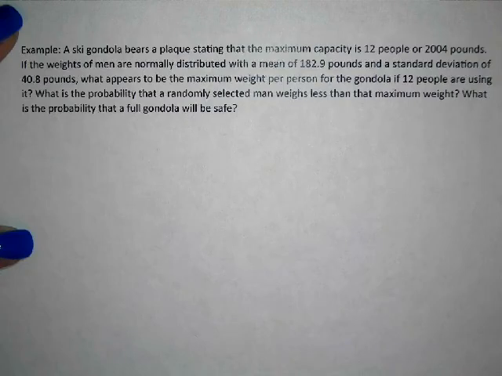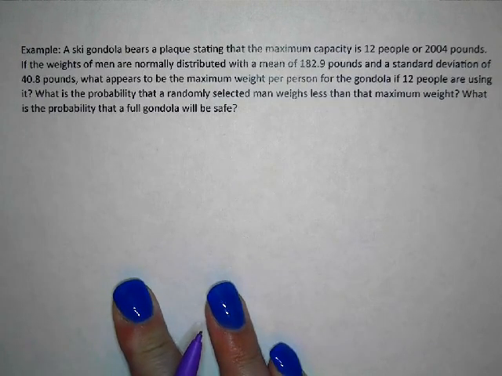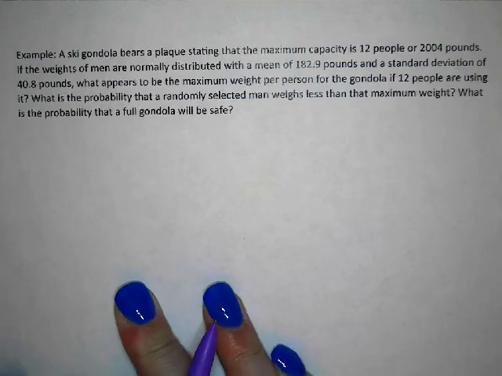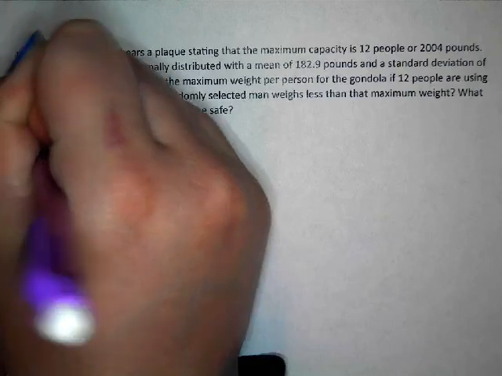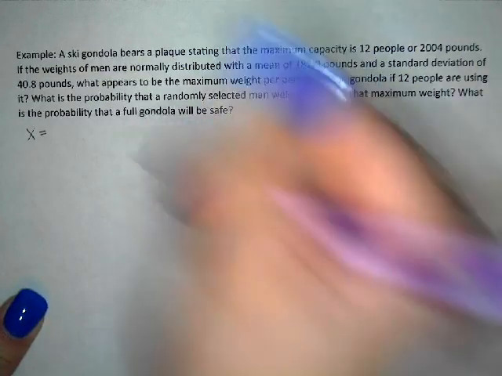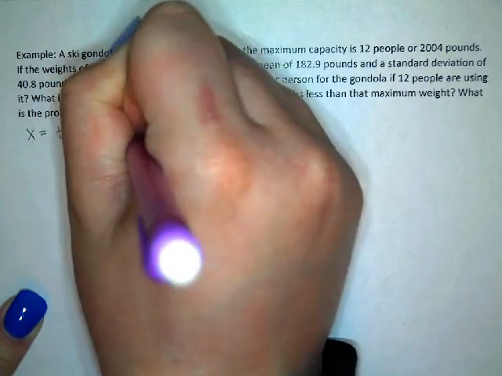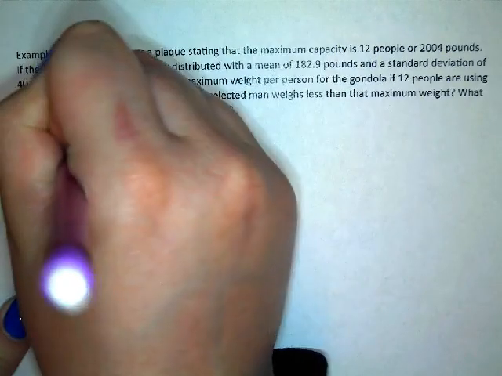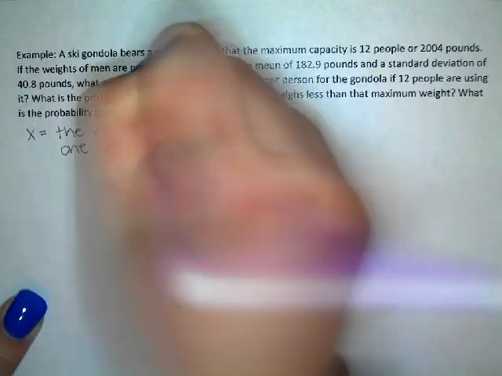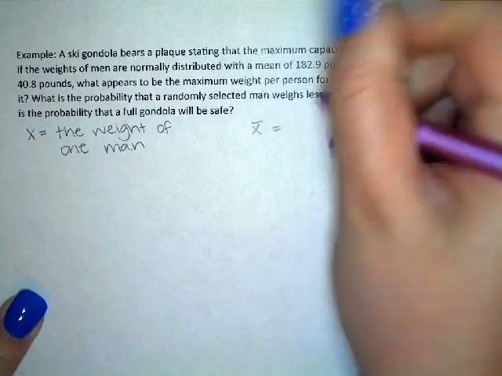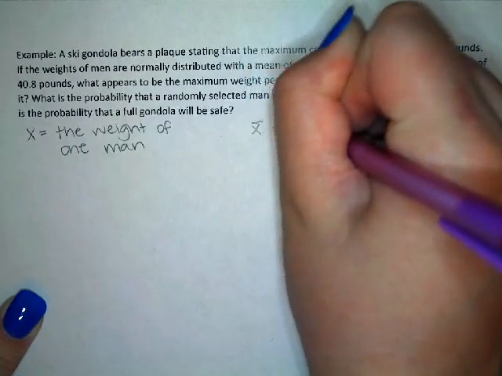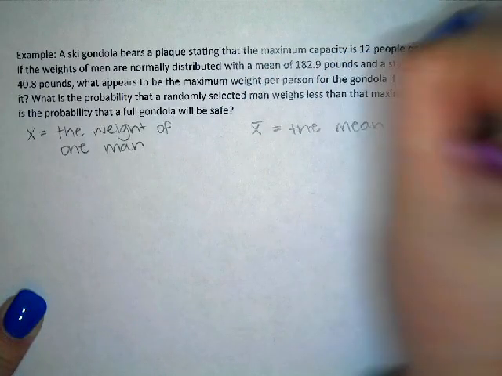So this is essentially exactly the same as the last question. They just phrased the questions a little bit differently. So we're going to start off by identifying our variables. We're going to say X is the weight of one man. X bar is the mean weight of a sample of 12 men.